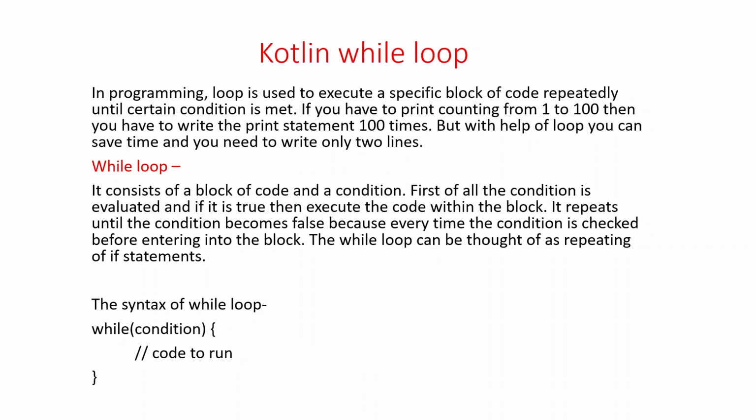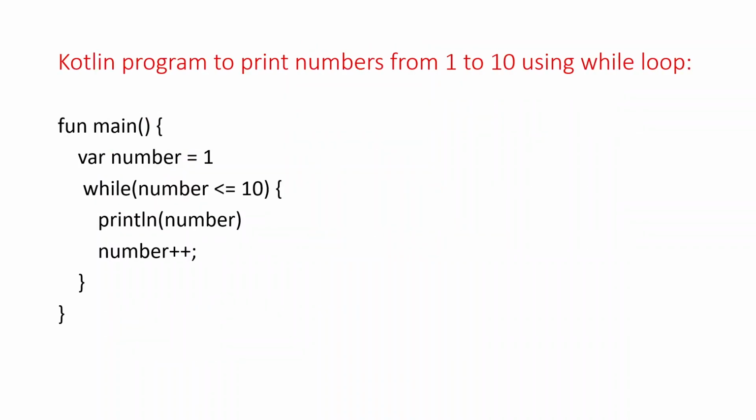It consists of a block of code and a condition. First of all, the condition is evaluated, and if it is true, then it executes the code within the block. It repeats until the condition becomes false, because every time the condition is checked before entering into the block. The while loop can be thought of as a repeating if statement. The syntax of the while loop is as given: while condition, code to run.